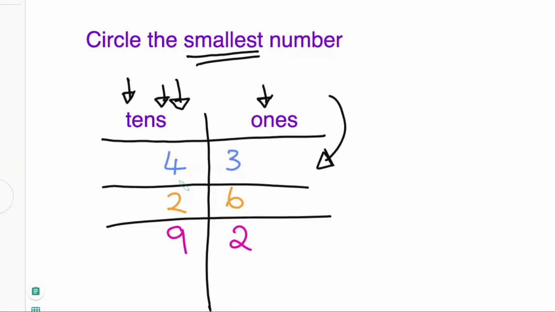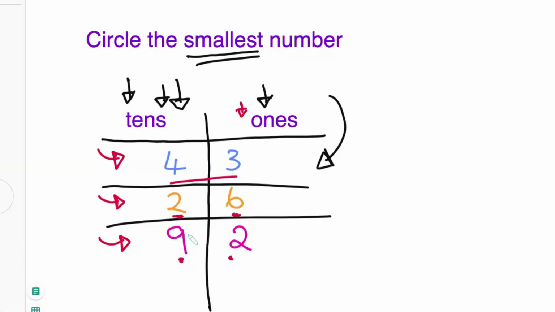So we have a number with 4 in the tens grid and 3 ones, which is 43. The next number down has 2 tens and 6 ones because it comes under the ones column. So 2 tens and 6 ones is 26. And 9 tens and 2 ones is what number? 92. Fabulous.